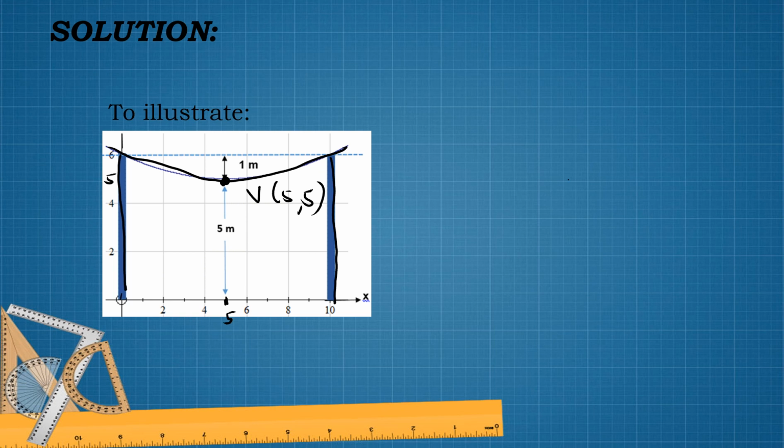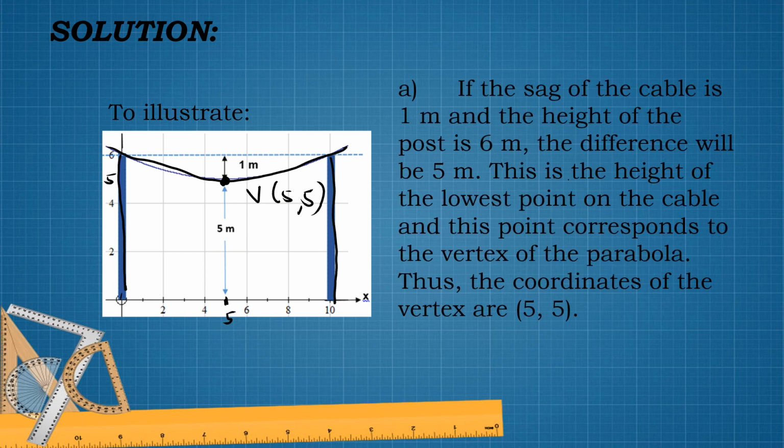To give you a clear explanation, if the sag of the cable is 1 meter and the height of the post is 6 meters, the difference will be 5 meters. This is the height of the lowest point on the cable, and this point corresponds to the vertex of the parabola. Thus, the coordinates of the vertex are at 5, 5. Okay, so we're done with answering letter A. We're now going to proceed with letter B.